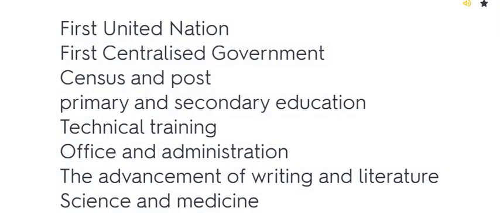Egyptian government. First United Nations, first centralized government, census and post, primary and secondary education, technical training, office and administration, the advancement of writing and literature, science and medicine.